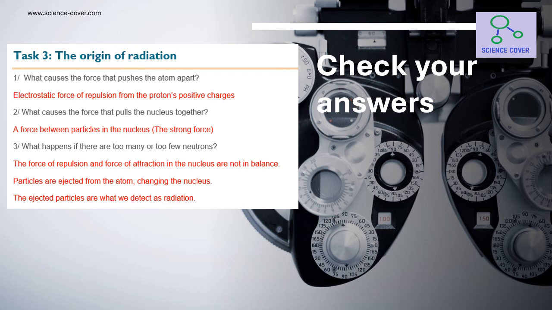What causes the force that pushes the atoms apart? It's the electrostatic force of repulsion from the protons' positive charges. What causes the force that pulls the nucleus together? It's the force between the particles in the nucleus, and this is called the strong force. What happens if there are too few or too many neutrons? The force of repulsion and the force of attraction in the nucleus are not in balance. Particles get ejected from the atom, changing the nucleus, and these ejected particles are what we detect as radiation.